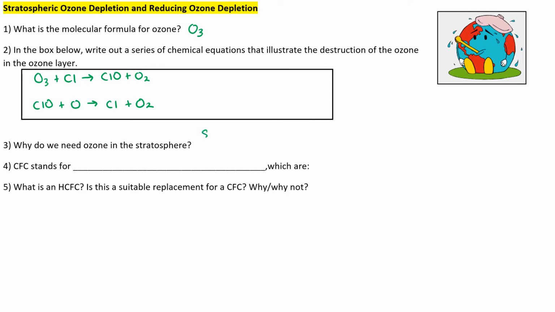Number 3, why do we need ozone in the stratosphere? So stratospheric ozone filters out the sun's ultraviolet radiation.